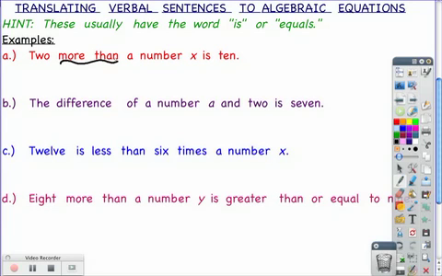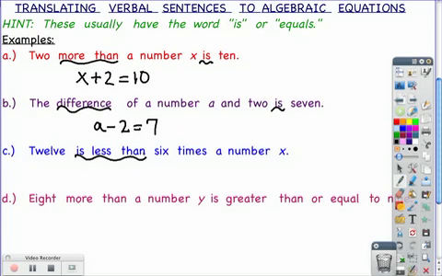Part B, the difference of a number A and 2 is 7. Difference is subtraction, is means equals, so A minus 2 equals 7. C, 12 is less than 6 times a number x. Is less than, which has a subtle difference than just less than, represents the inequality symbol, not subtraction. So 12 is less than 6 times a number x.